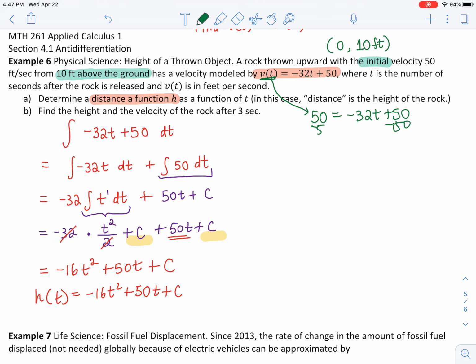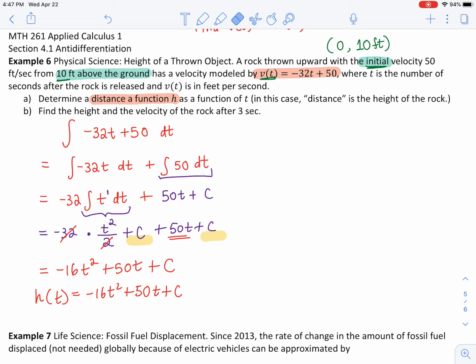I'm ignoring that 50 feet per second, but here's what you can do though. Initial velocity, so I'm going to say v of t is 50, negative 32t plus 50. You can solve this for t.